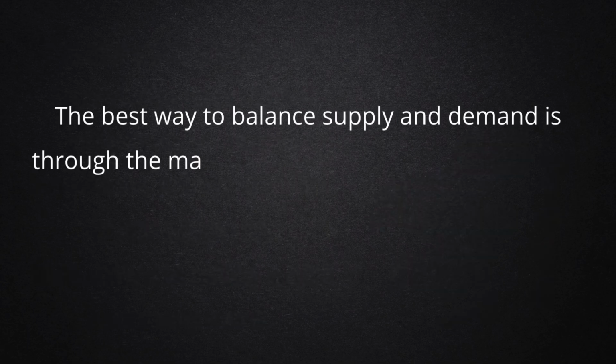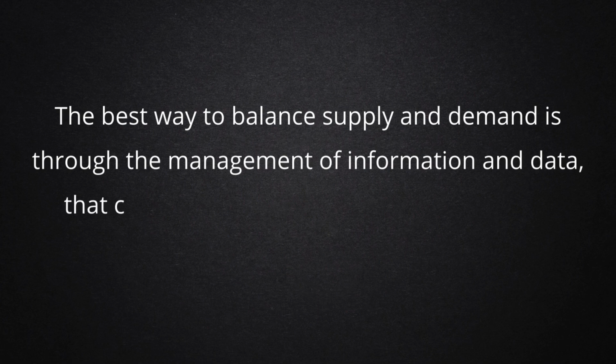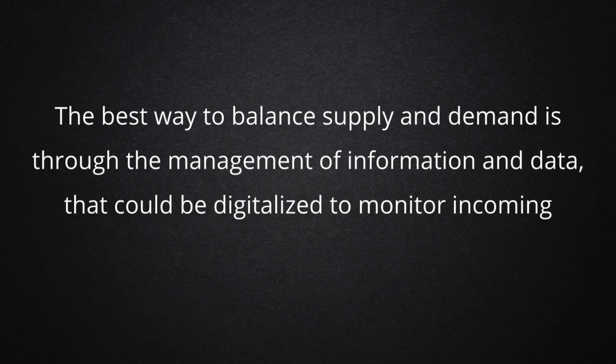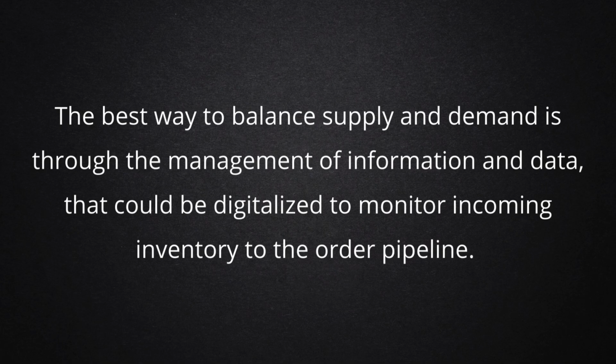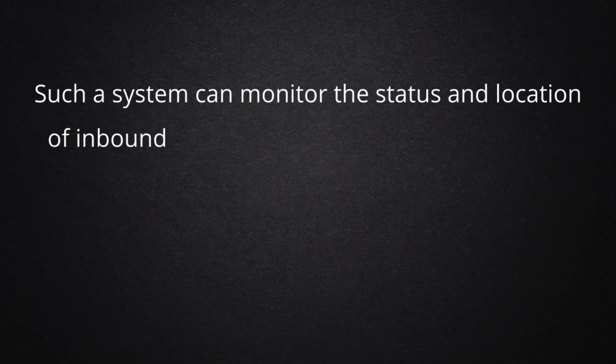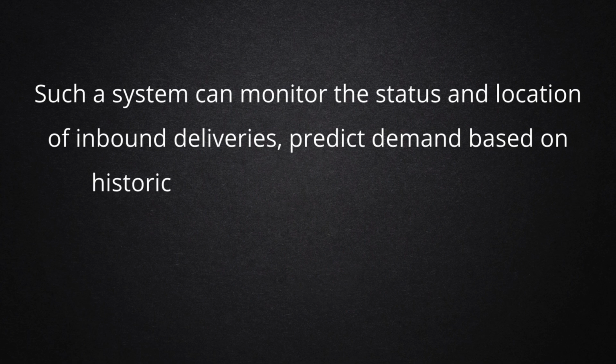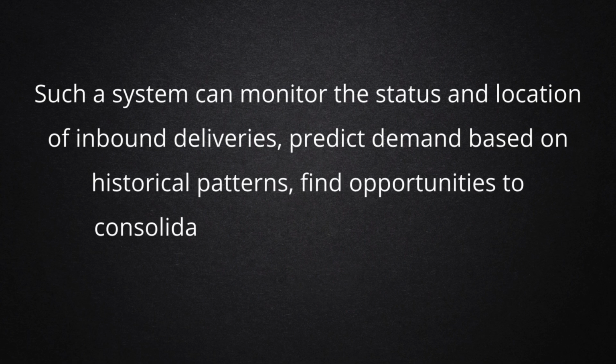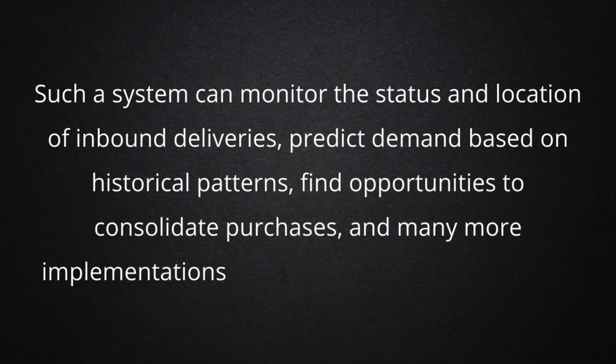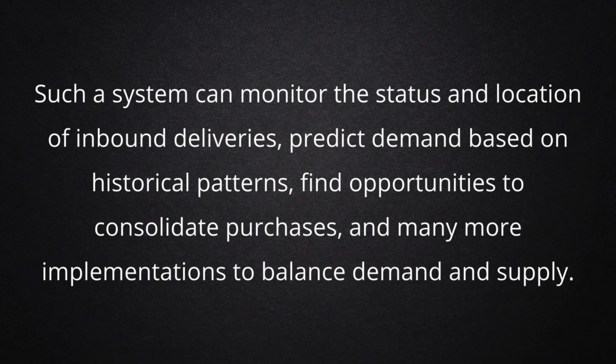The best way to balance supply and demand is through the management of information and data that could be digitalized to monitor incoming inventory to the order pipeline. Such a system can monitor the status and location of inbound deliveries, predict demand based on historical patterns, find opportunities to consolidate purchases, and many more implementations to balance demand and supply.